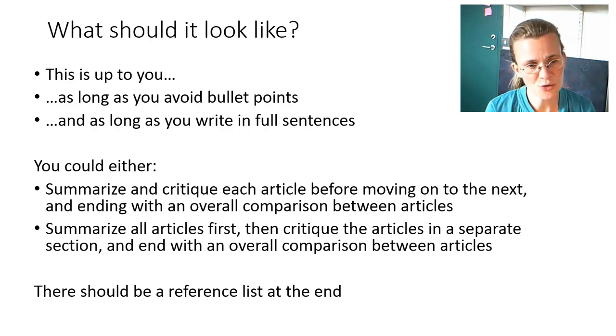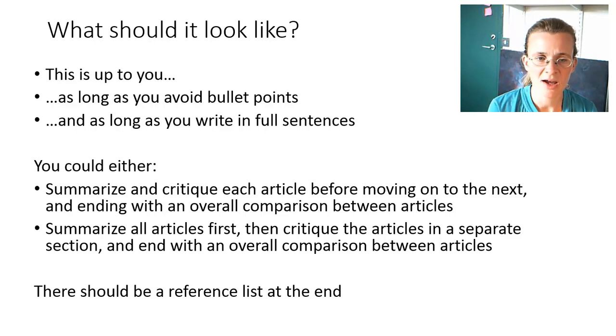There are 2 ways you could structure it. You could either summarize and critique each article and then move on to the next, and then end with an overall comparison. That's what I would do, because that makes it quite concise. Or you could first summarize each article and then critique each article in a separate section, and then compare them. I think that will mean you have to repeat things. I think it would be easier to do it the first way, but how you do that is up to you, whatever feels natural to you. There should be a reference list at the end in APA style.